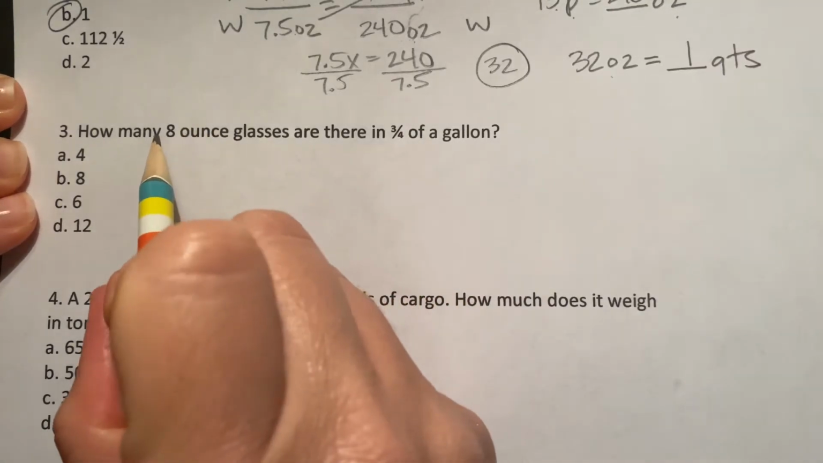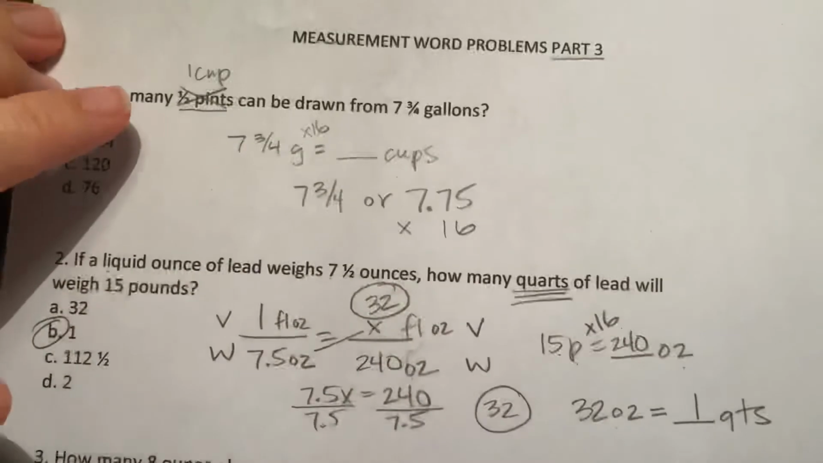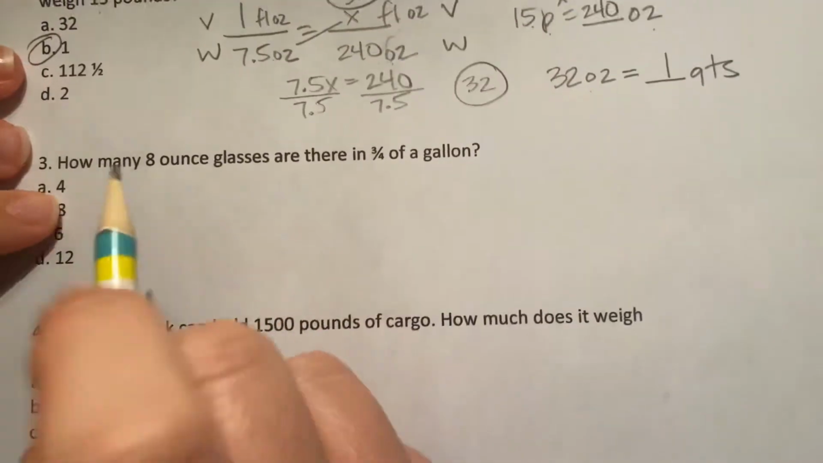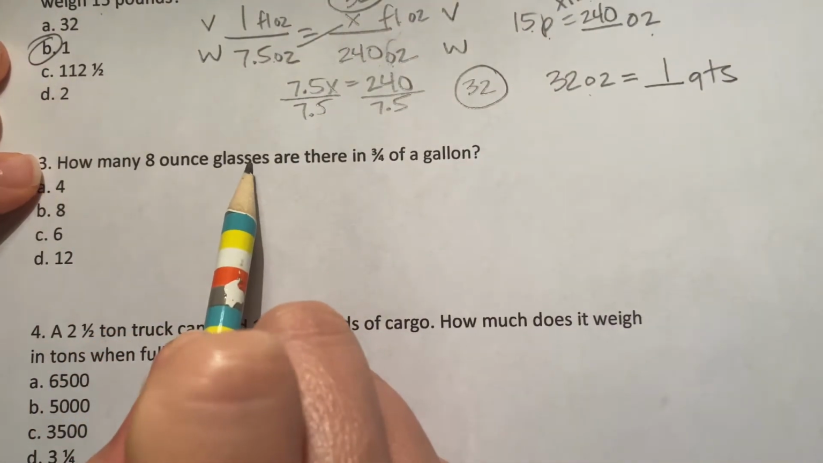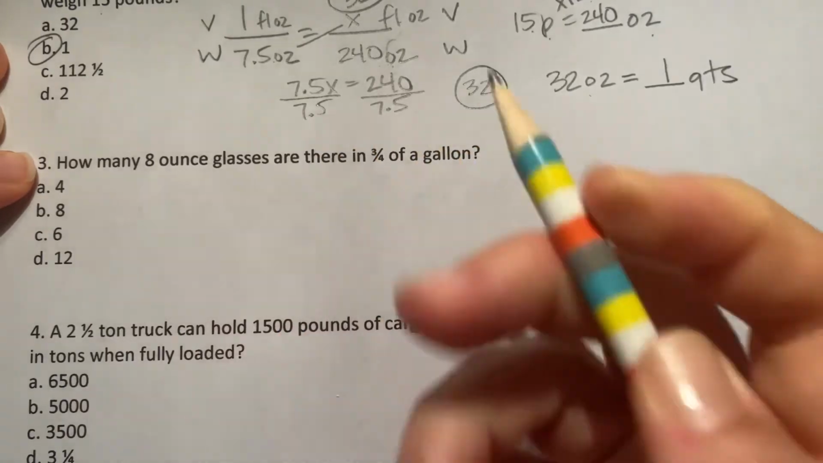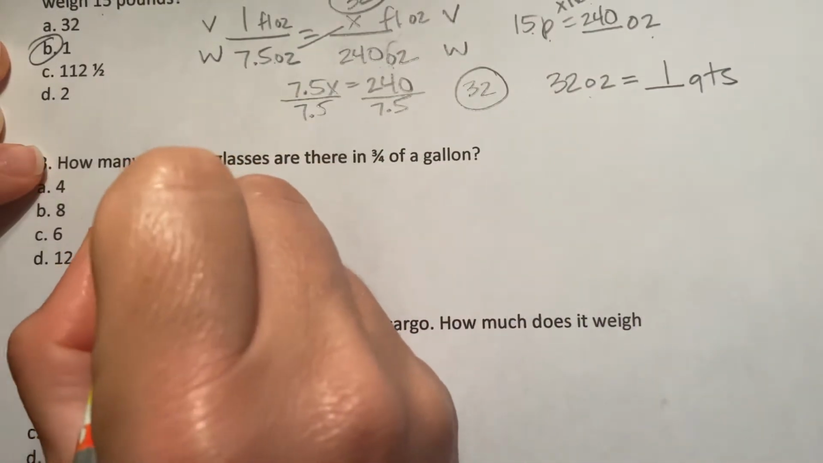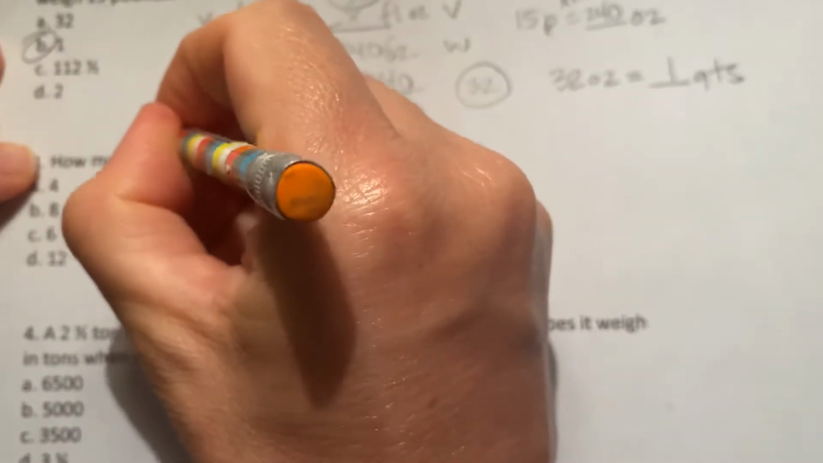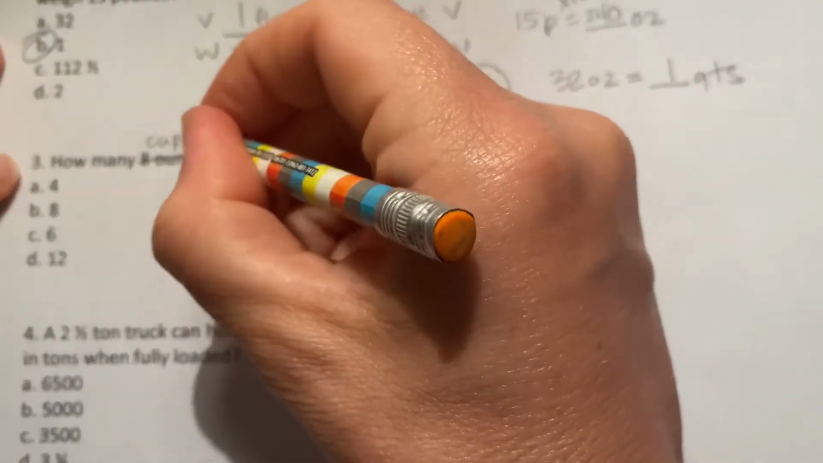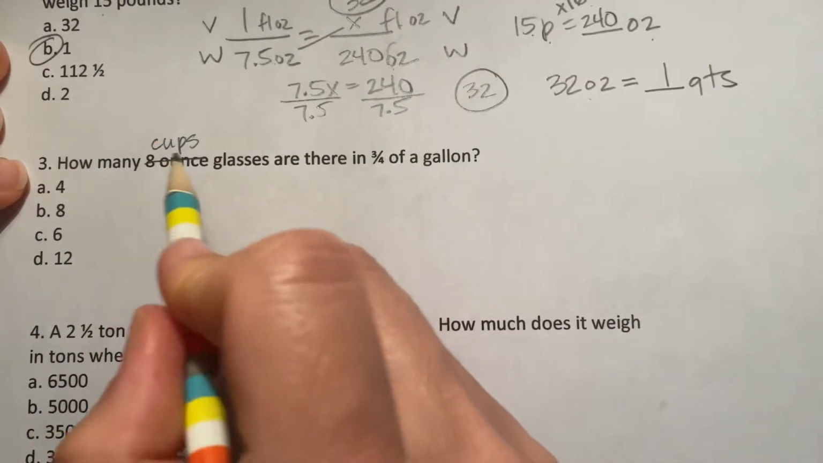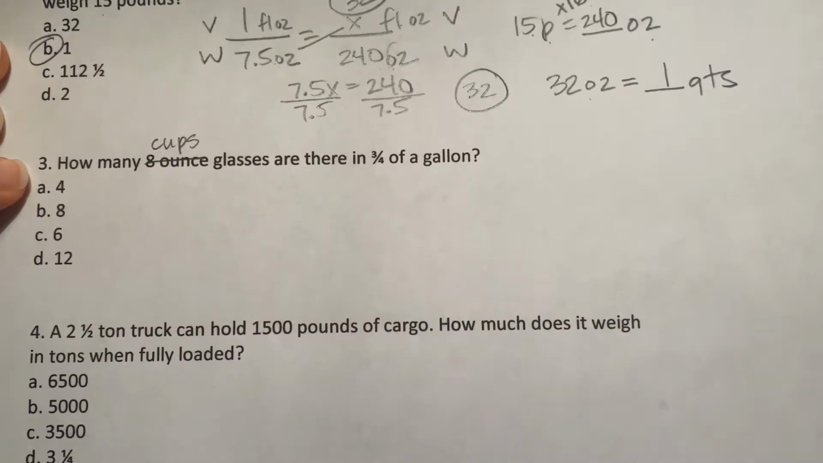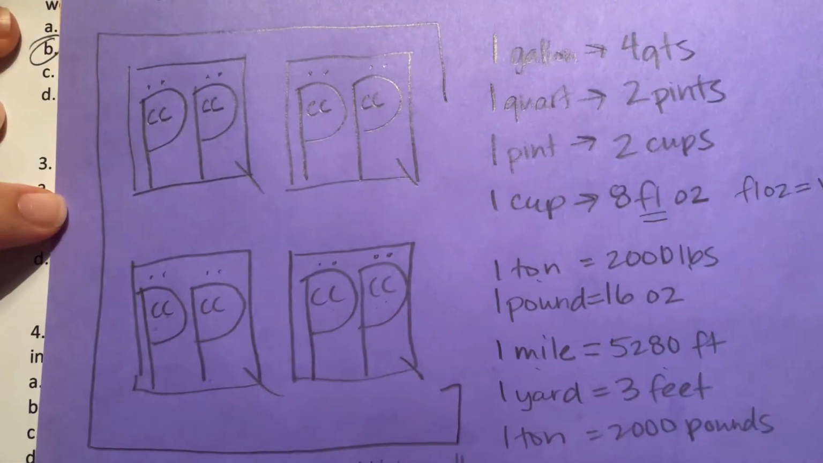All right, for this one, I kind of did something similar as to what we did up here. The question is how many 8-ounce glasses are there in 3/4 of a gallon? I just decided, well, 8 ounces, that's the same thing as 1 cup, right? So I reread this question as how many cups are in 3/4 of a gallon? So I'm gonna pull my gallon house.